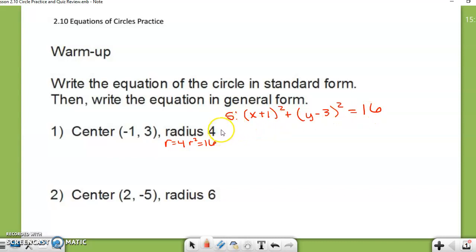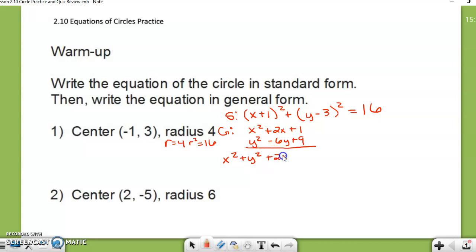Now remember, to go to general form, I have to follow the algebra. So I have to take my x plus 1 squared, and I have to square it. That's going to be my x squared plus, I double this, 2x, and then I square this, plus 1. And I'm adding to it the y minus 3 squared. So I'm going to have my y squared. I'm going to double the -3 to -6y, and then I'm going to square -3 to plus 9. So far we're okay.